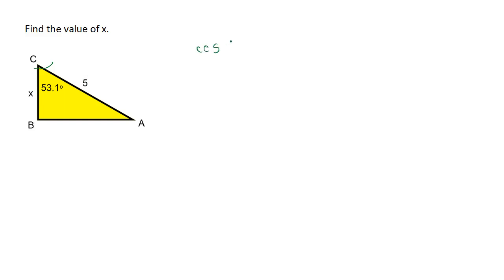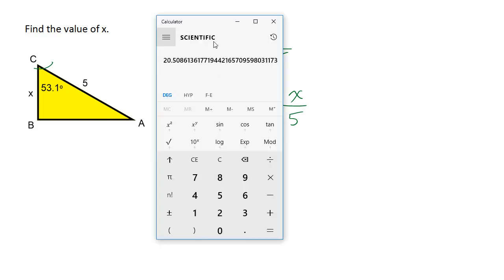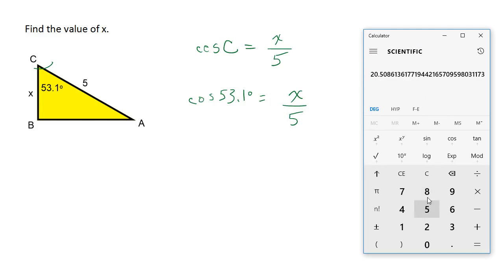So cosine of angle C is equal to adjacent, it's the x, we don't know what it is, over hypotenuse, it's the 5. Now our angle C is 53.1 degrees, so cos of 53.1 degrees is equal to x over 5, adjacent over hypotenuse. Now, just like with the last question, I'm going to use my calculator to figure out what is cos of 53.1 degrees first. So 53.1 degrees, cosine of that is 0.6004. 4 decimal places is good enough.